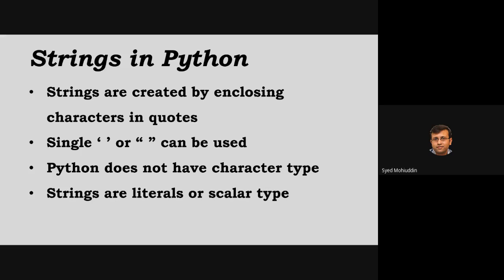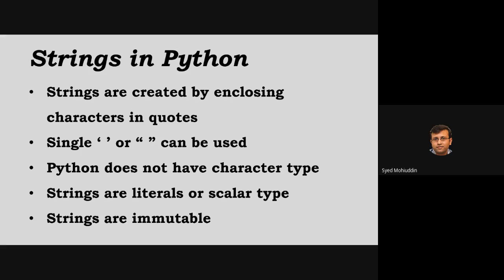Now, strings can be literals as well as scalar types. That is what I told you. It can be a sequence, or it can be only a single character which represents a single digit or character type. Now, strings are immutable in Python. Actually, in every programming language, strings are immutable. Immutable means once a string is created, we cannot change it.